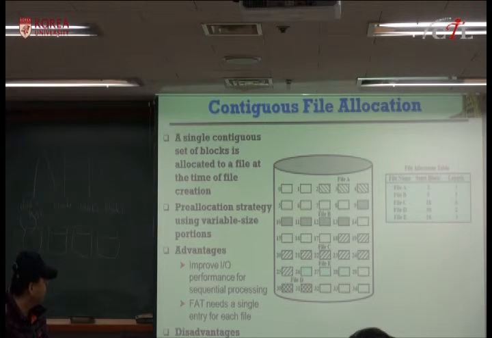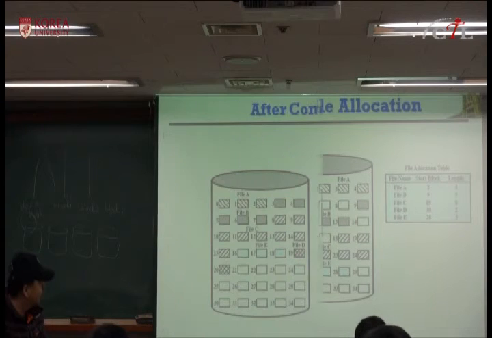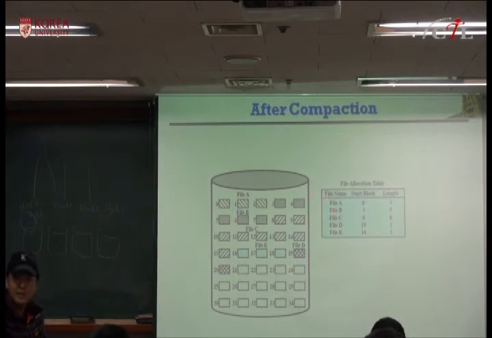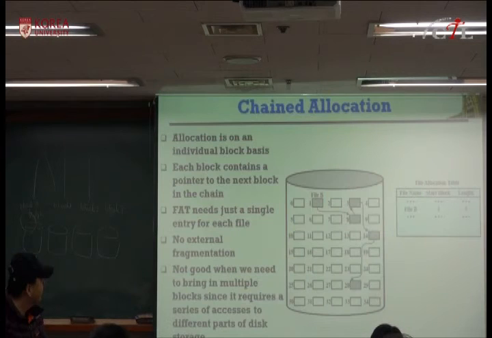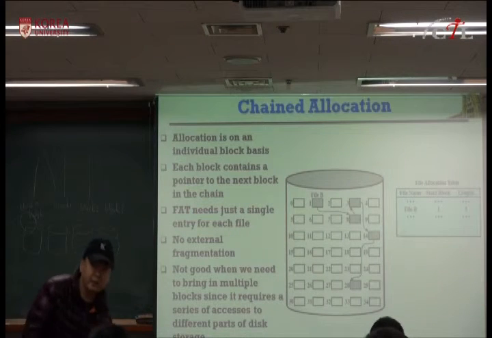Okay. So disadvantage after they reuse, if they do not grow, then they have this hole, right? So what do you need? You need compaction, right? To eliminate external fragmentation. That's this variable large contiguous portion. The other is blocks. You can also have chained allocation.